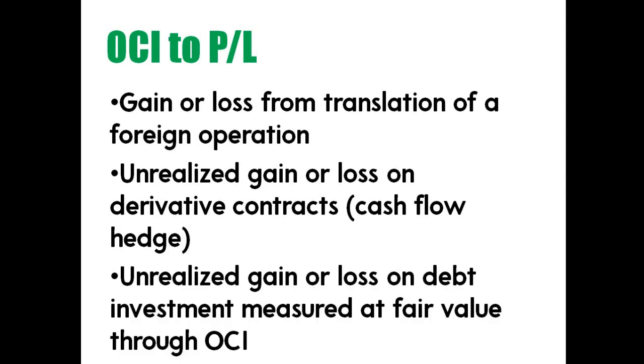Tatlo lang siya. Gain or loss to foreign translation ng FS. Then we have unrealized gain or losses on derivative contracts designated as cash flow hedge. Then last, we have unrecognized gains or losses on debt investment measured at FVOCI. Okay? Yung ibig sabihin ng lahat ng yan, na-discuss ko naman sa inyo sa intermediate accounting too. You just have to review your notes regarding that if you have. Eh, pero kung nasa puso nyo na naman yan eh, you don't have to look at your notes.